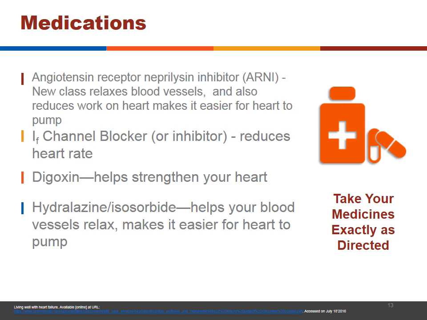Digoxin helps strengthen our heart, and also isosorbide or hydralazine helps your blood vessels relax, makes it easier for the heart to pump. What I have discussed about angina, this part also applies. Isosorbide, or Sorbitrate, is usually famous in the market. So these are basically the medications to help the heart pump.